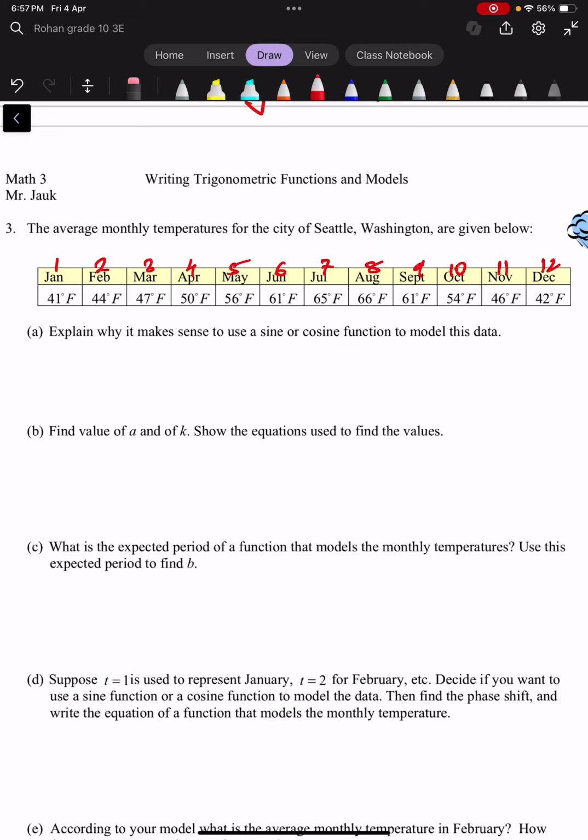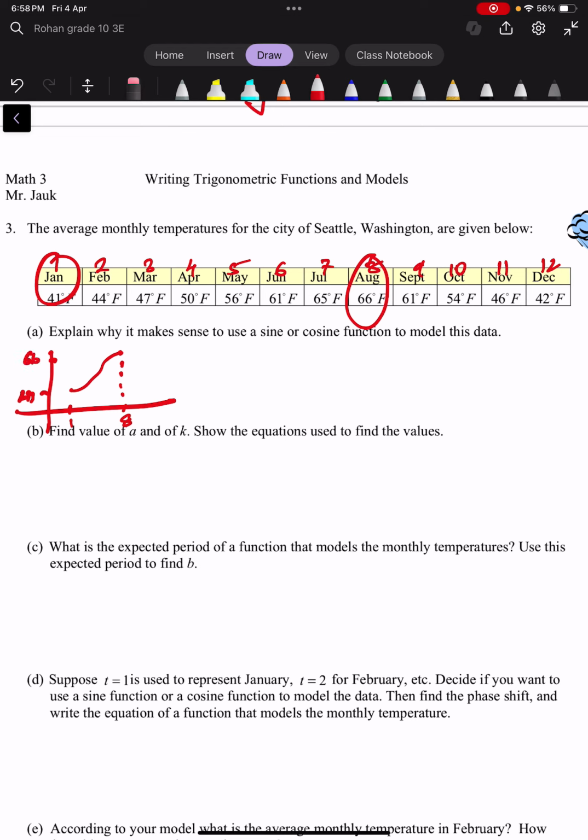66. 66 is max. What is the min? 41. Correct. So if you happen to graph this, at 1 it's 41 and then it's 66. At 8 it is 66. You know, if you are not doing regression, the first part, I don't think you need to do regression.